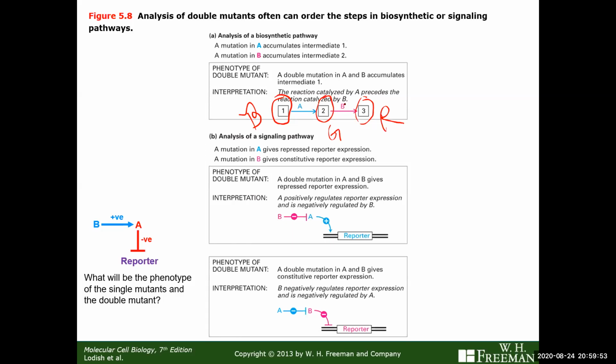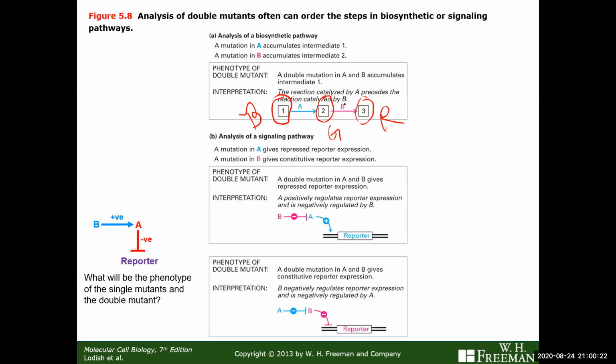Now, if both A and B are mutated, then what will happen? It doesn't matter that B is also mutated, because A is gone, meaning substrate 1 cannot be consumed. So the blue colored product will be accumulating. So you can tell because of this that A is upstream of B, that A acts first, then B acts.